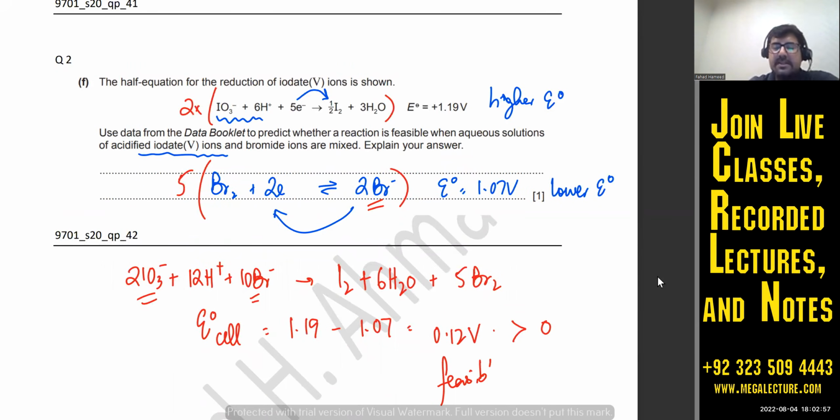Remember we talked about this. I told you that if the E0 cell comes out to be a positive value, that means the reaction will happen. If it comes out negative, it means the reaction is not going to happen, because the reaction will happen in the opposite direction, not in the direction that he was suggesting. So it's a 1 mark question. All you had to do was quote that the E0 cell is this and it's greater than 0, which is why it's feasible. Is this clear?